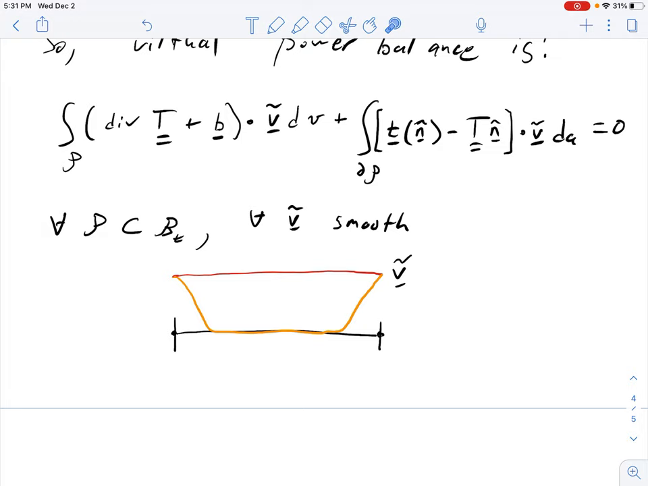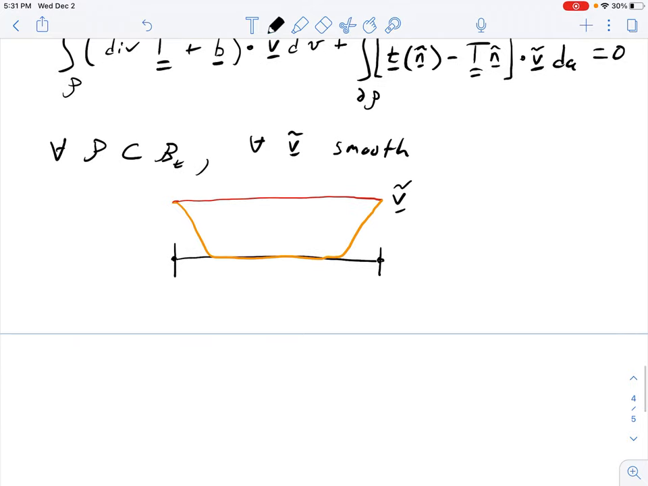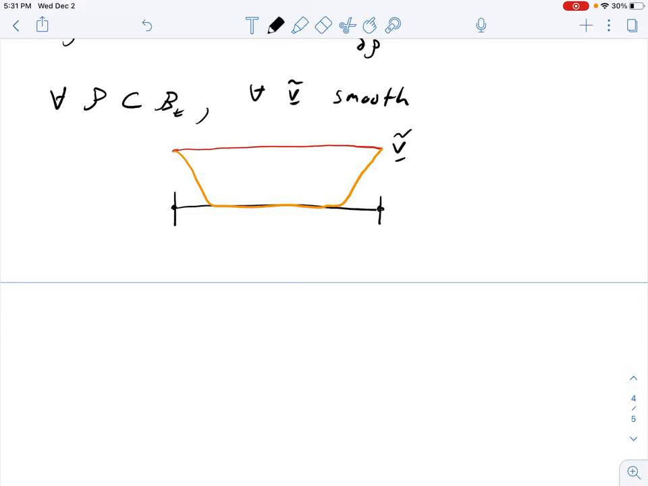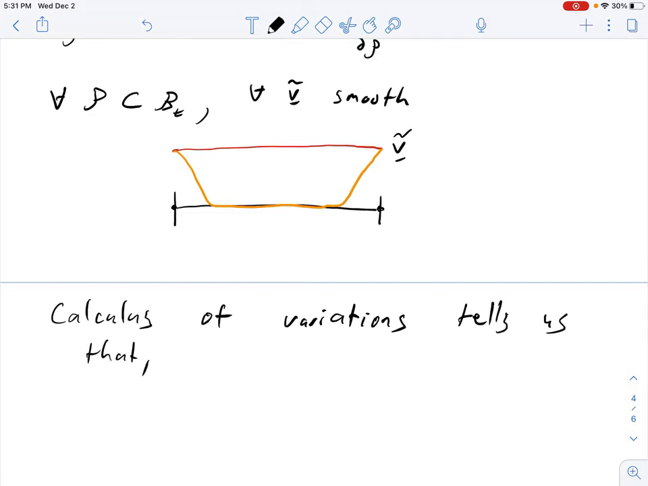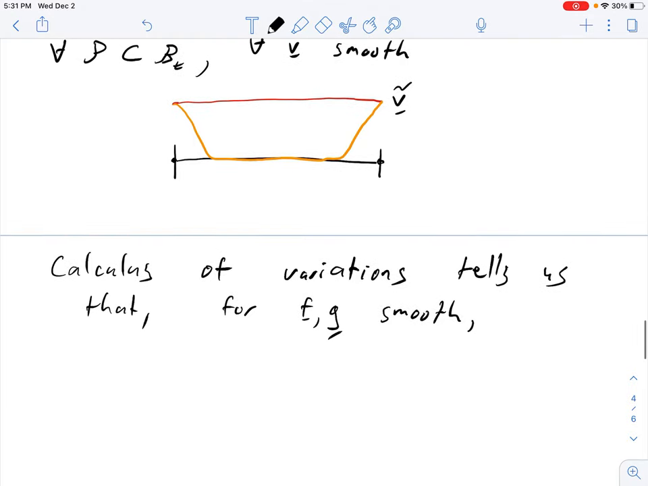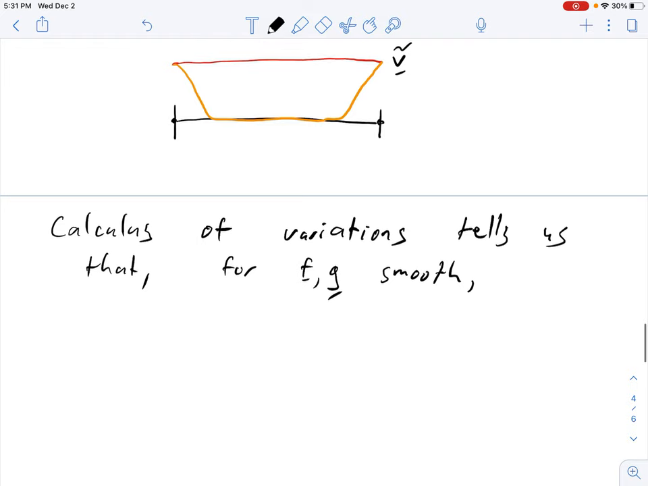And that is what they're talking about in the fundamental lemma of the calculus of variations a little bit later in this chapter. That's all it is that calculus of variations tells us. Now, this only applies for things that are smooth, because if they can jump all over the place, you can do whatever you want. But things that can jump all over the place arbitrarily aren't typically useful for physics.